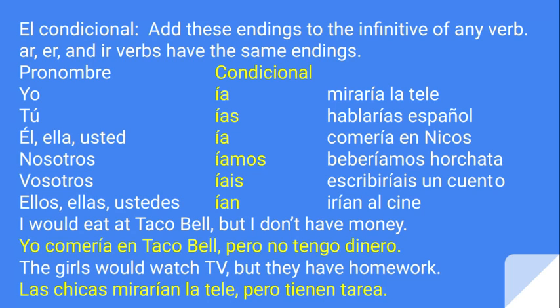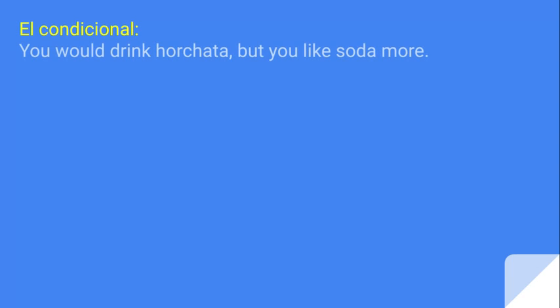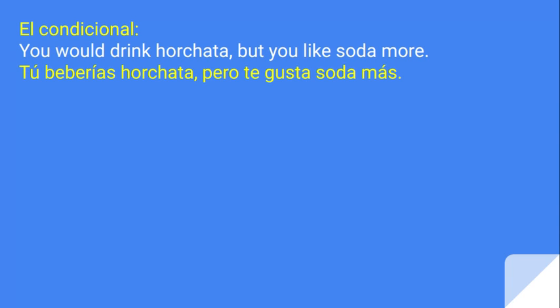In this example of these slides, I'm going to use but a lot, okay? You don't always have to use but. They could just do the things. But it's a good way to practice the conditional because the conditional is dependent on something else happening for it to happen because it could or would not happen depending on what happens with the other event. Okay, so we're going to continue on, and here's some more. You would drink horchata, but you like soda more. Tú beberías horchata, pero te gusta soda más.